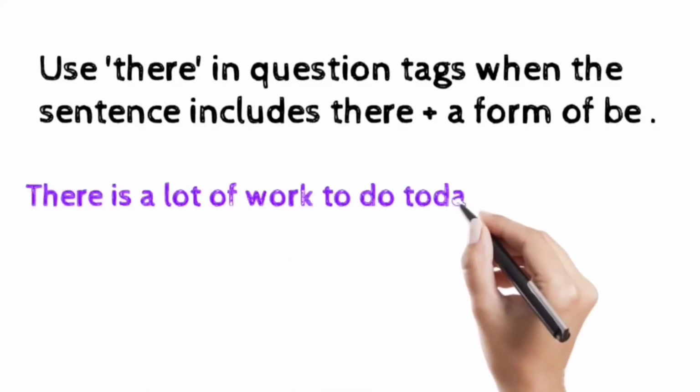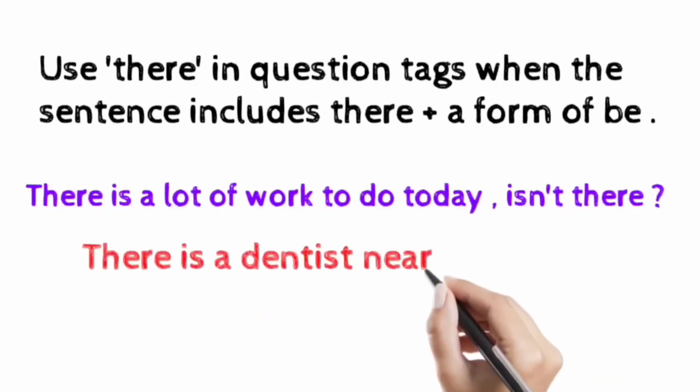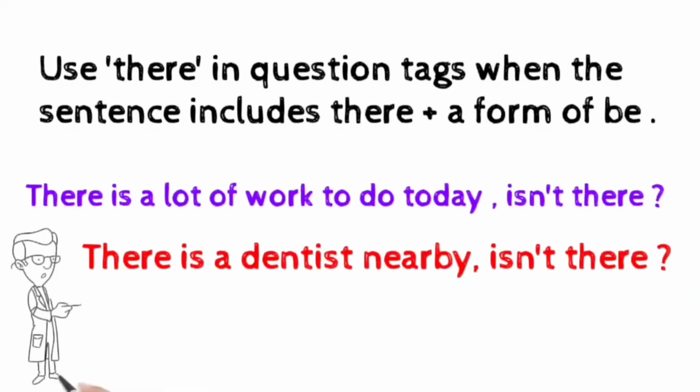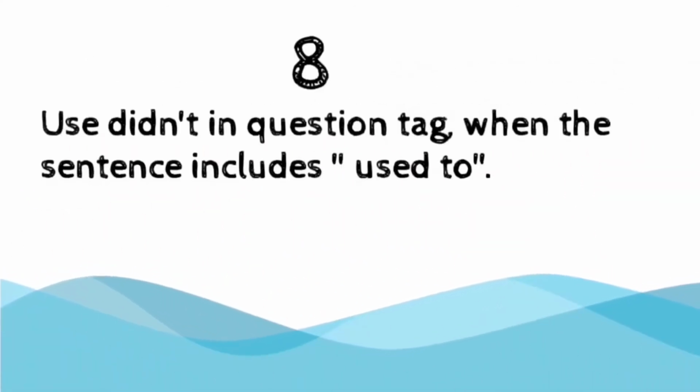Next, use there in question tags when the sentence includes there plus a form of be. There is a lot of work to do today. Here, isn't there? There's a dentist nearby. Isn't there? So if the sentence starts with there and next is a be form.